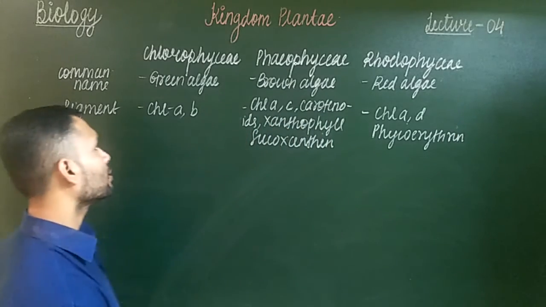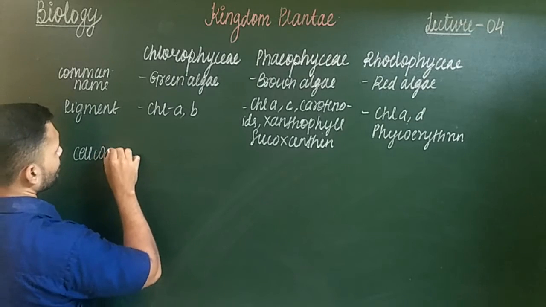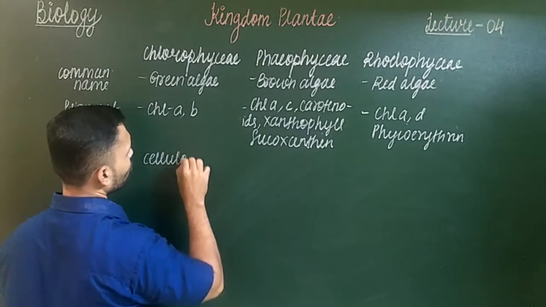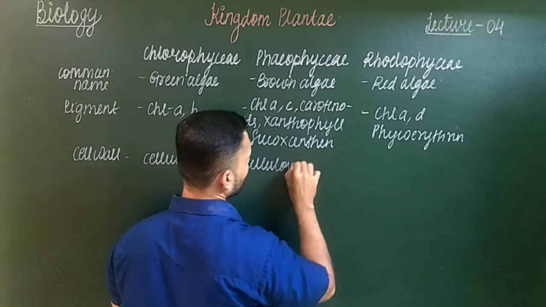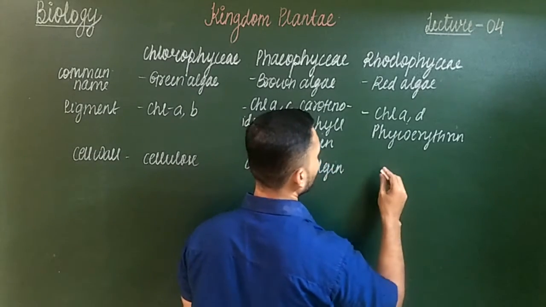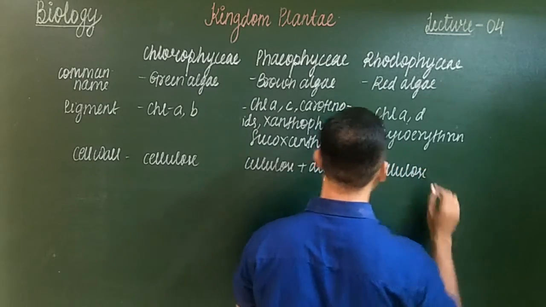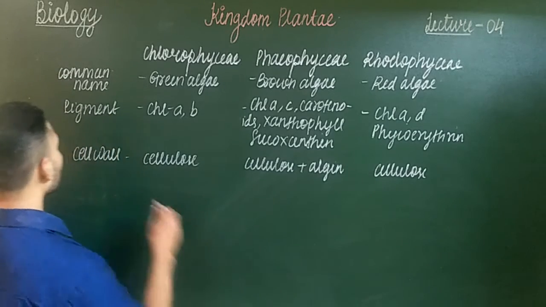ठीक है, then we'll immediately see the cell wall composition. Now cell wall, generally this is obviously made up of cellulose तो होगा ही. यहाँ पे भी in brown algae we just saw it is cellulose plus algin, and here we will also find cellulose. So cellulose and pectin भी हमने देखा था. तो generally this is the chemical composition.